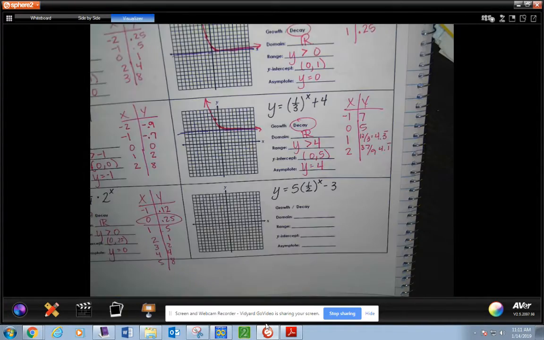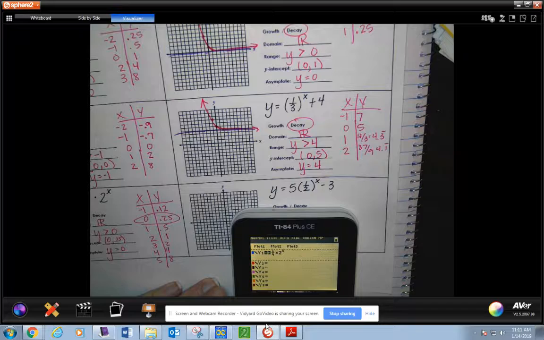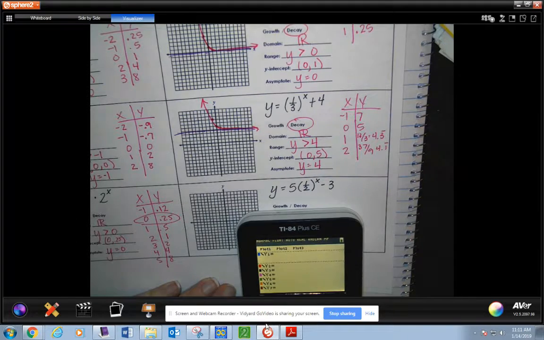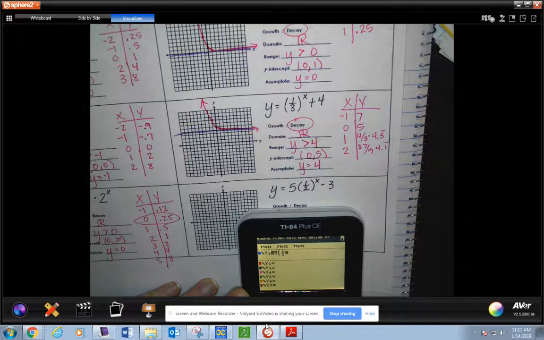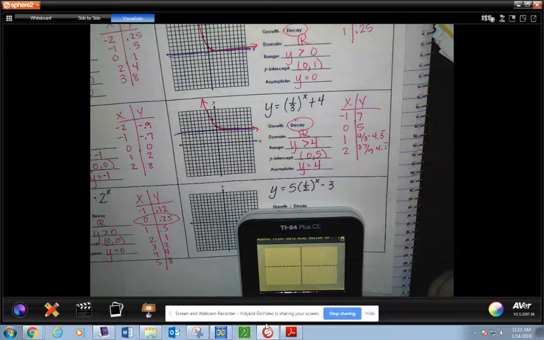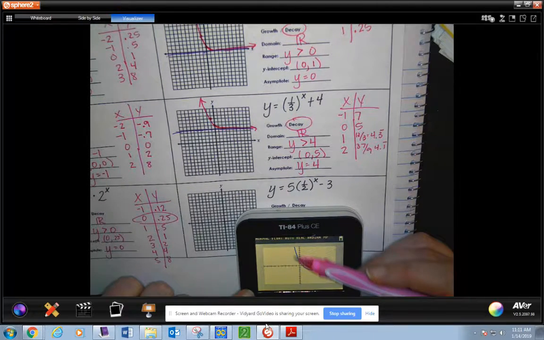Okay, for your last graph, back over here. So what do we think, growth or decay? So y equals (1/2) to the x, then I'm going to bring in -3. Okay, we're going to graph it. If you notice, mine's blinking yellow right here. Don't press the calculator when it's doing that. That means it's thinking. Okay, this is decreasing.